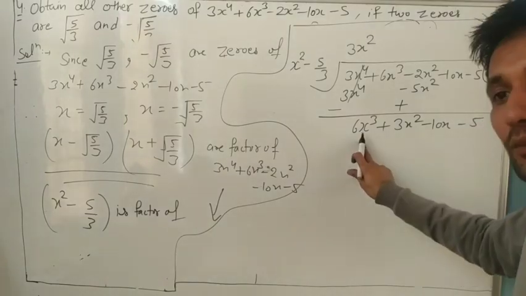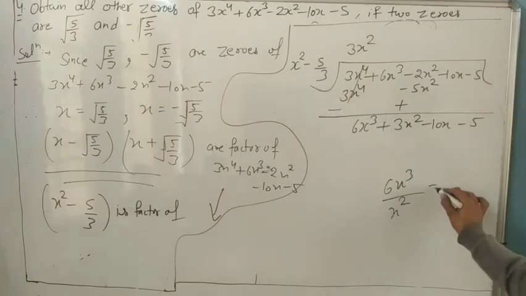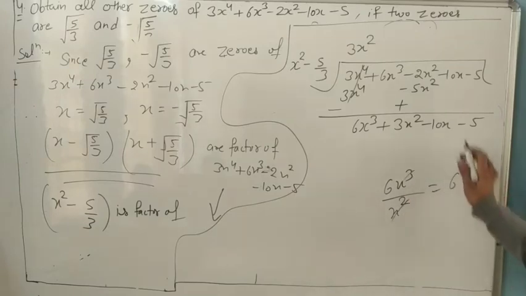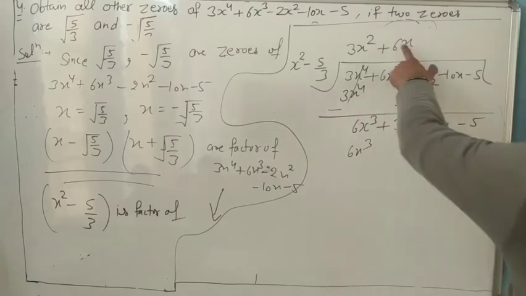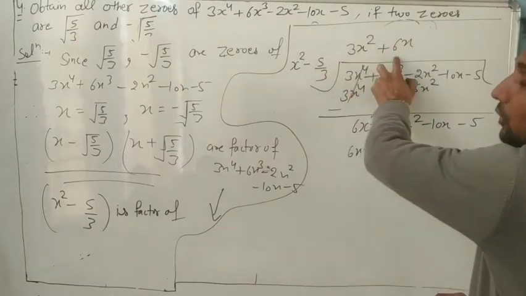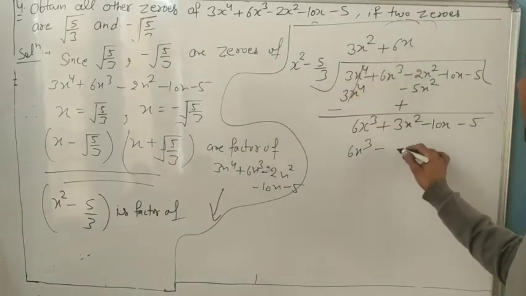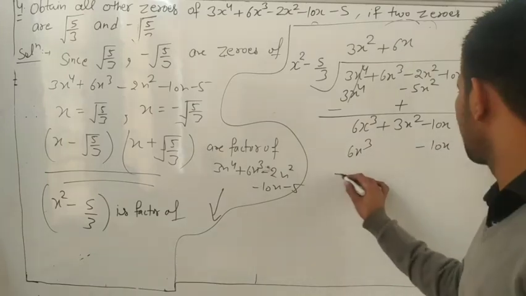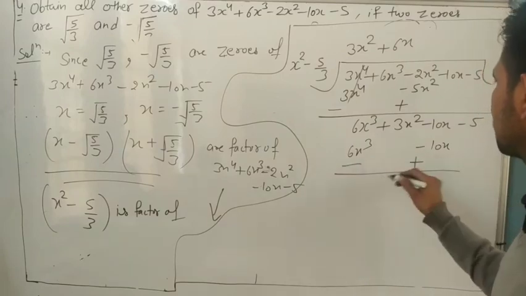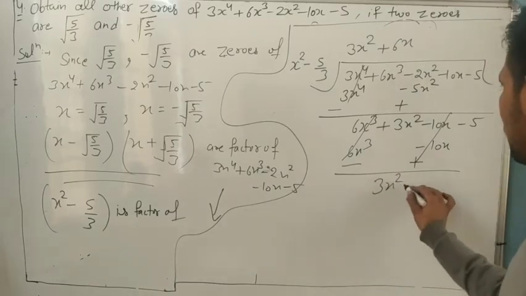Now again take the first term 6x cube and divide by what? First term of x square. So it is 6x. So as it is we will write plus 6x. Now 6x into x square, 6x cube. Now 6x into minus 5 by 3, negative into positive, negative. So what comes? 3 into 2, 5 into 2, 10. It becomes minus 10x. Now again change sign, minus plus, cancel, it is also cancel. What remains? 3x square minus 5.